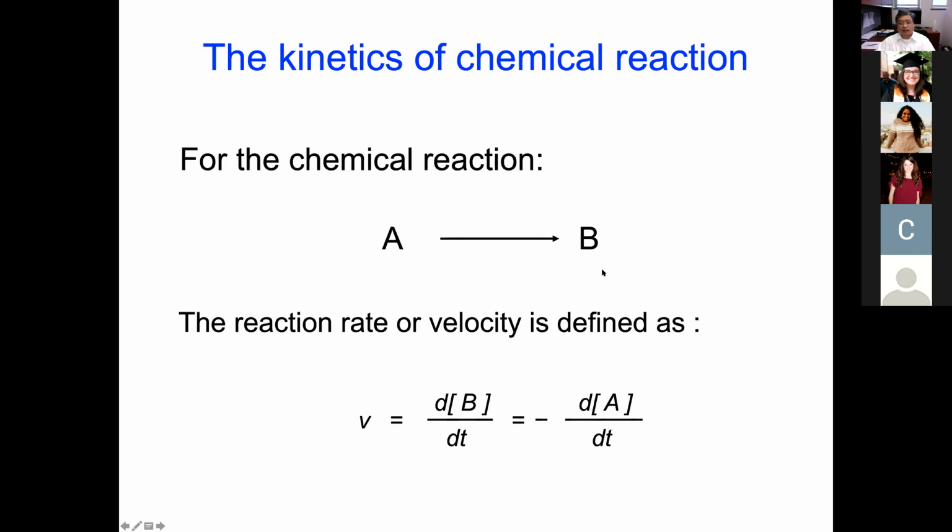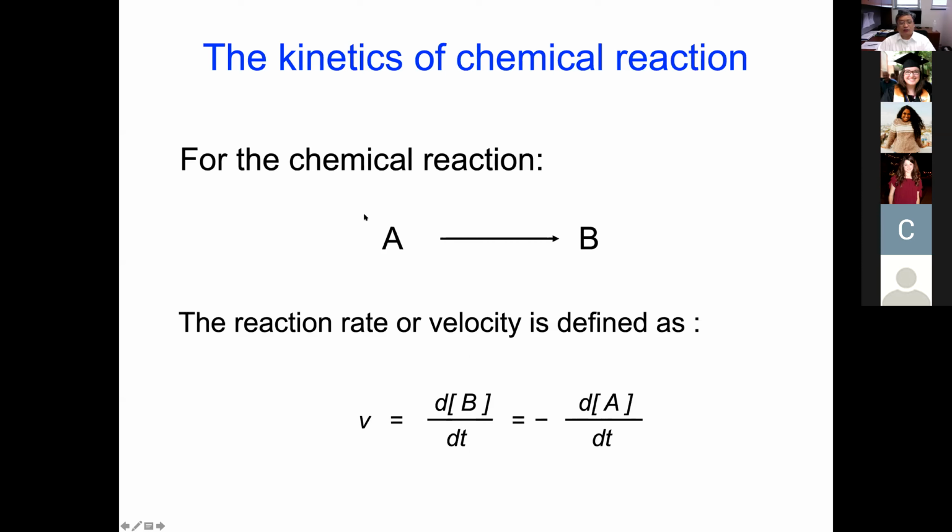We start with a very simple first order reaction, the transformation of this reactant A to the product B. The velocity, or the rate of the reaction, can be defined as how fast this product accumulates. This is the velocity equals the derivative of the concentration of B as a function of time. That is the rate of how fast the product accumulates, for example, in the unit of mole per second.